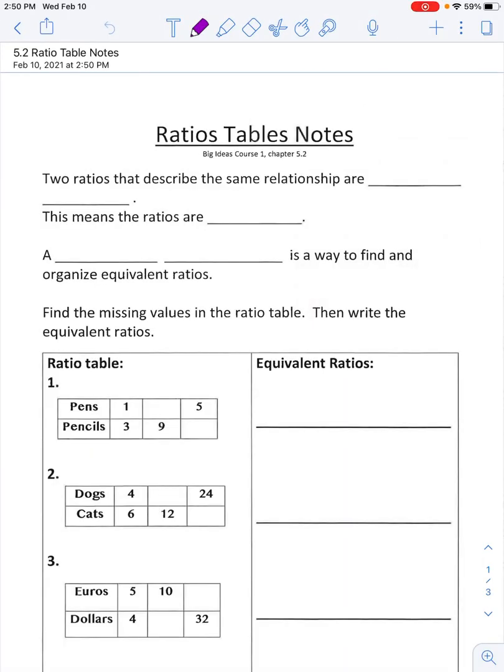Today, if you were absent, we started on 5.2 ratio tables notes. Go ahead and pull that up and fill this out as we go through them.